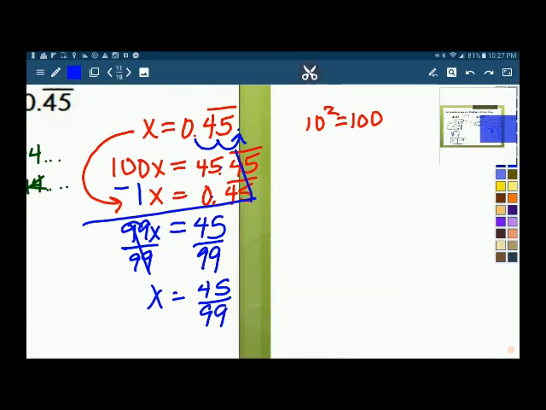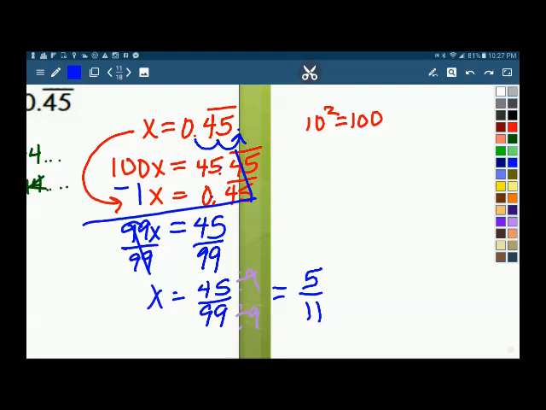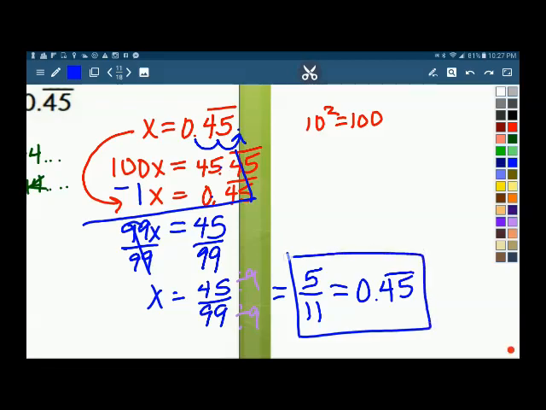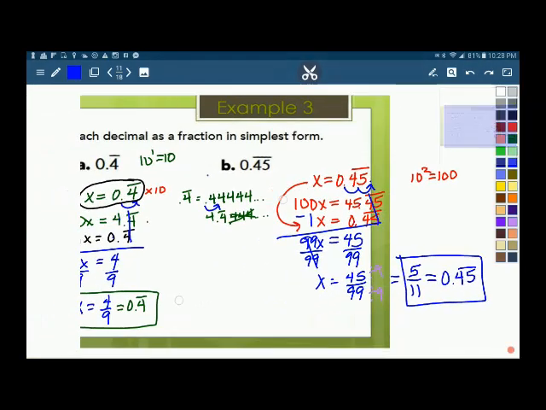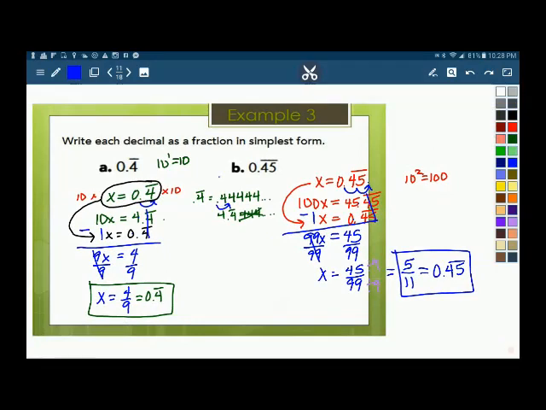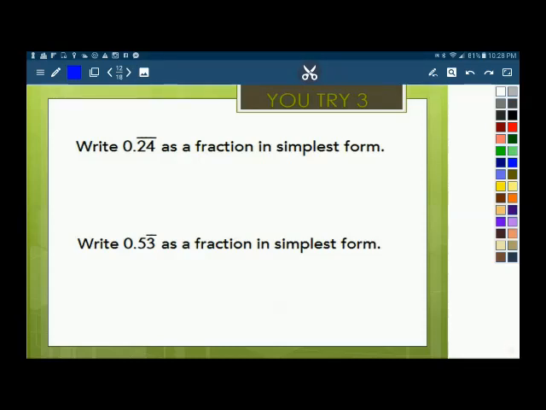I should try to see if I can reduce that. Both 45 and 99 are divisible by 9. So that means my fraction is 5/11. 5/11 is equivalent to 0.45 with the 45 repeating. So 3 different times I have put repeating decimals into fractional form. That is proof as to why these fractions are called rational, for ratio. Let's have you give this a try in your third You Try. I want you to put both of these numbers in fraction form.